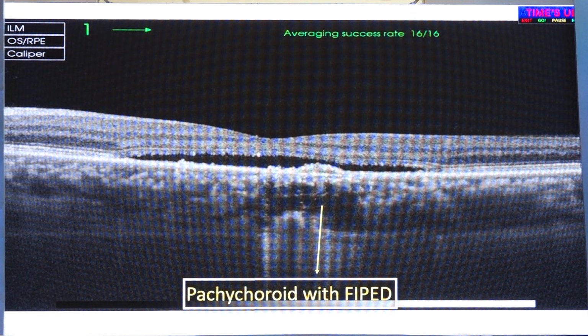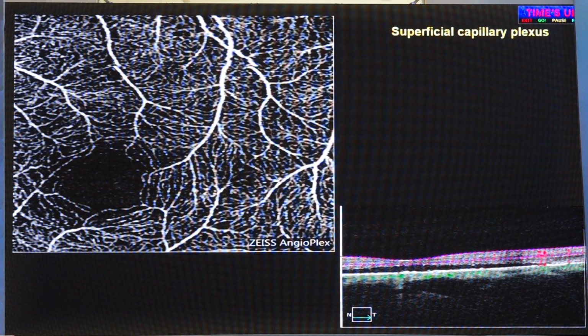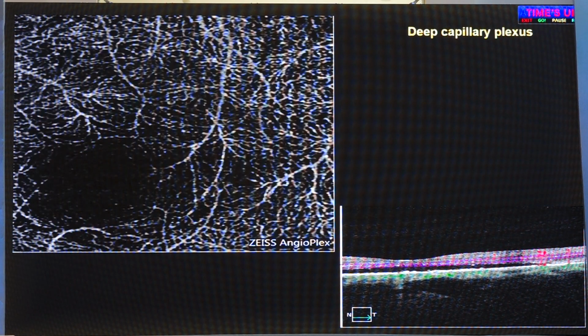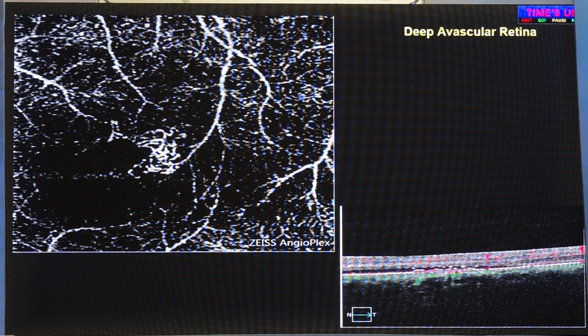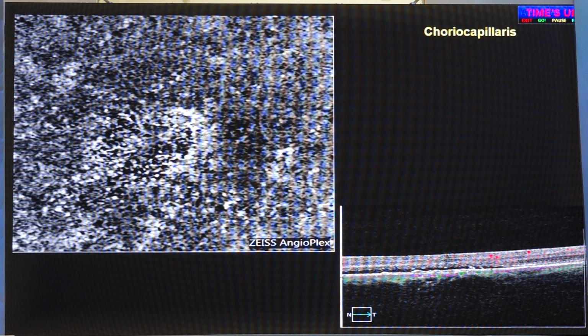And when you do an OCTA in this case, the superficial plexus is normal, the deep capillary plexus is normal, but when you do the avascular outer retina slab, you see this filamentous ball of wool kind of pattern, which signifies the presence of a type 1 neovascularization in the setting of a chronic CSC. This was a chronic CSC, but OCTA picks up a neovascularization in the deep avascular slab.